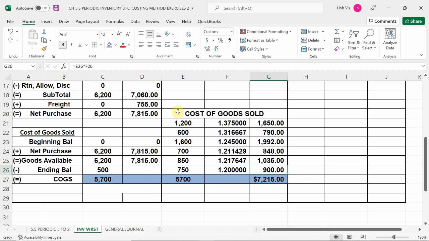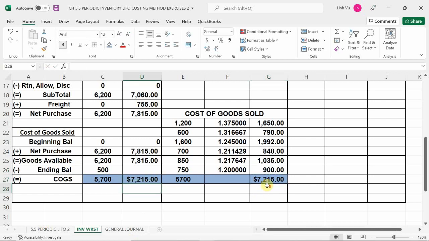So in this case, if I have my running balance total right here for me, it automatically adds up everything that I have here. So I have a total of 5,700 units that I sold, and it's at a grand total of $7,215, right?